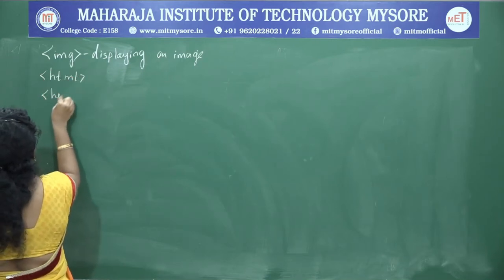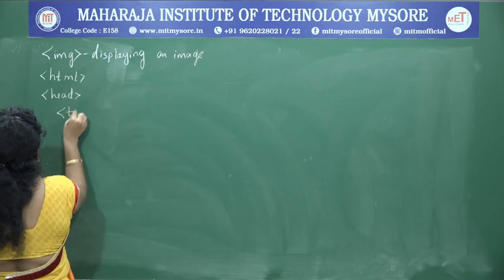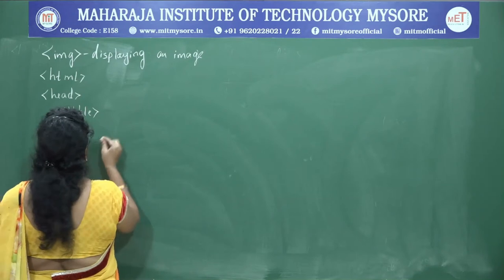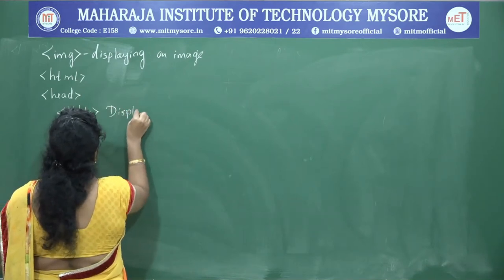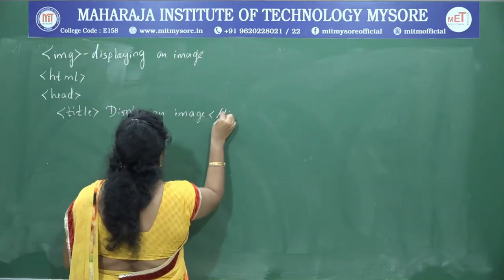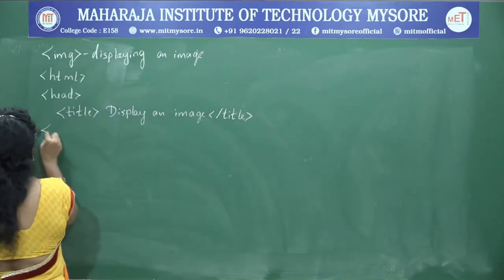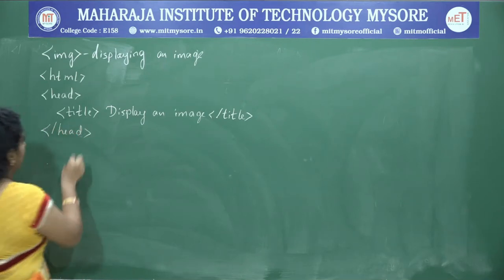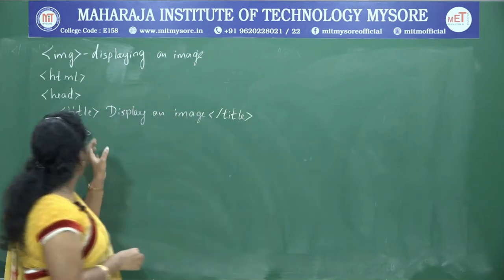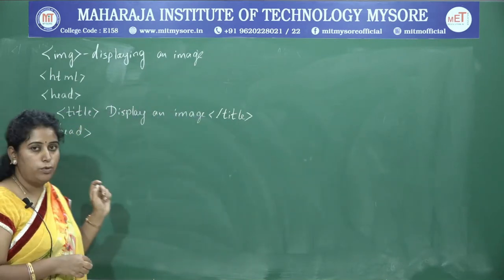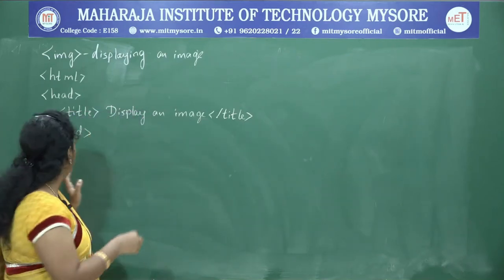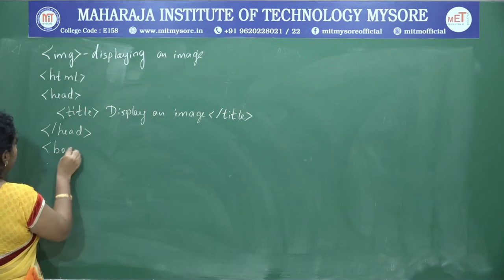HTML, head, title. So I am going to use the image tag, right? The title is: to display an image. Close the title, then close the heading. And also note one more point: you can ignore the header part during program execution. It means that it is optional for us. Okay. So next is the body part.